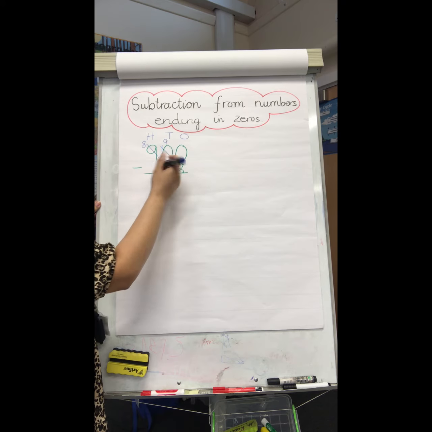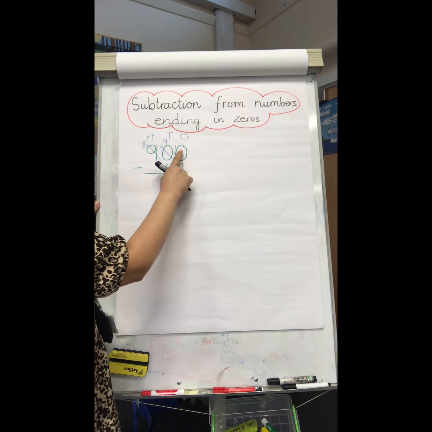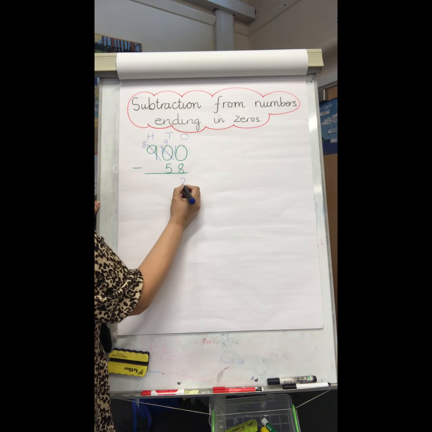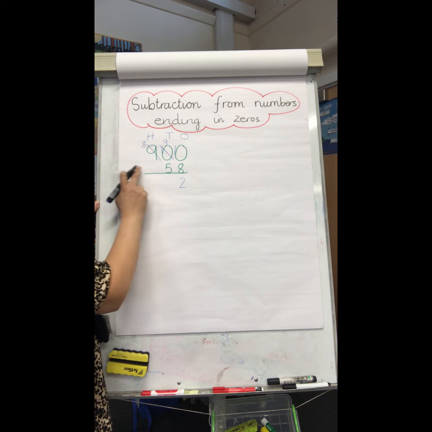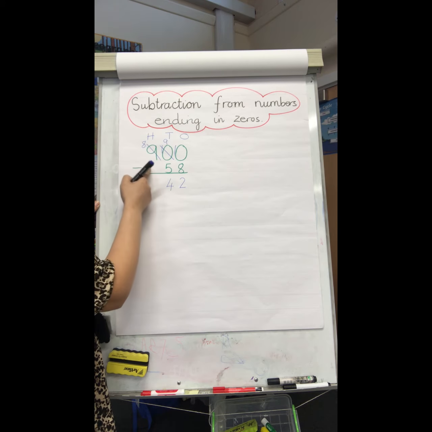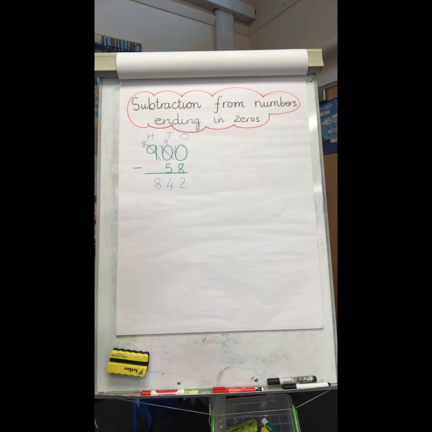The 1 I took away, I put it here. So now I have a new number, which is 10. So now I can say 10, take away 8 is 2. Very good. 9 take away 5 is 4. Well done. 8 take away nothing, I'm left with 8. So my answer is 842, which is correct.